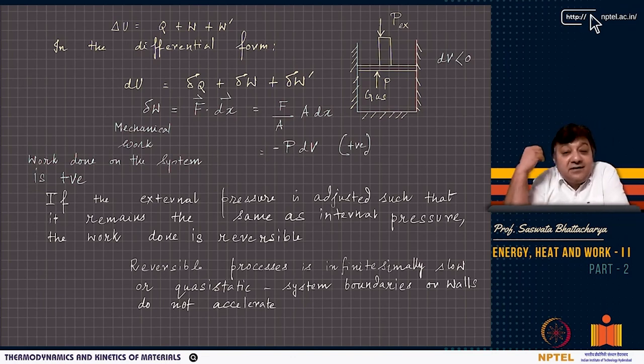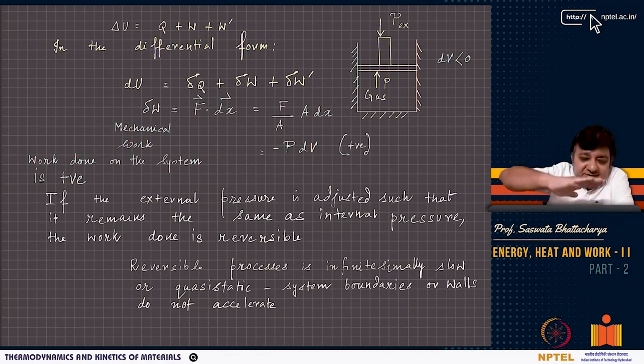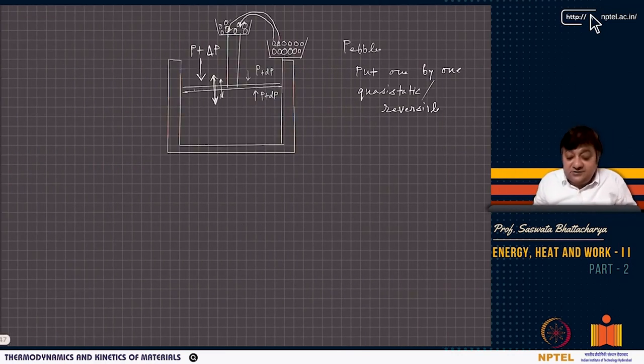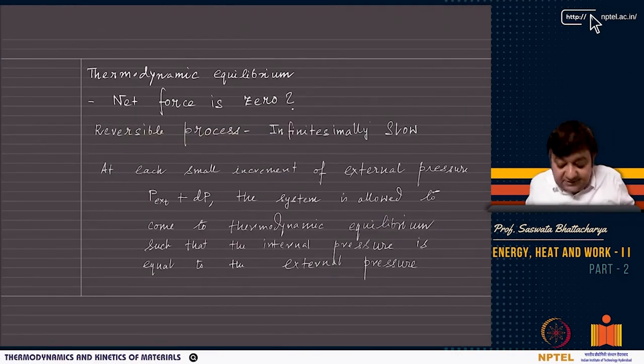Reversible processes are theoretical, right? These are infinitesimally slow or quasi static. That is, bodies or walls will never accelerate. They will move so slowly that you will feel like it's always static. It's almost always static. That's what it is.